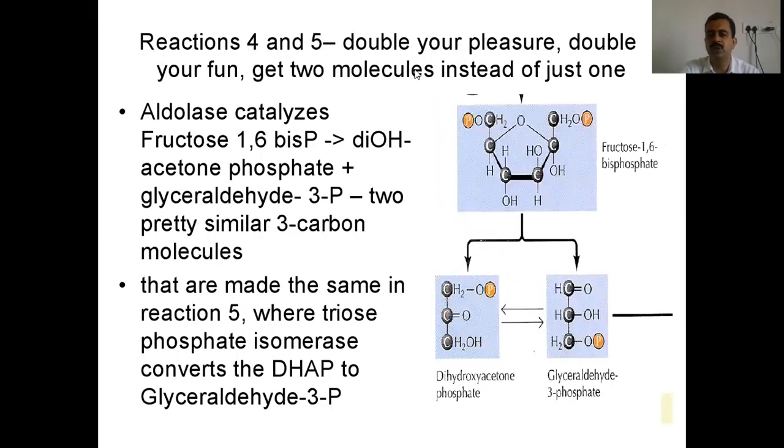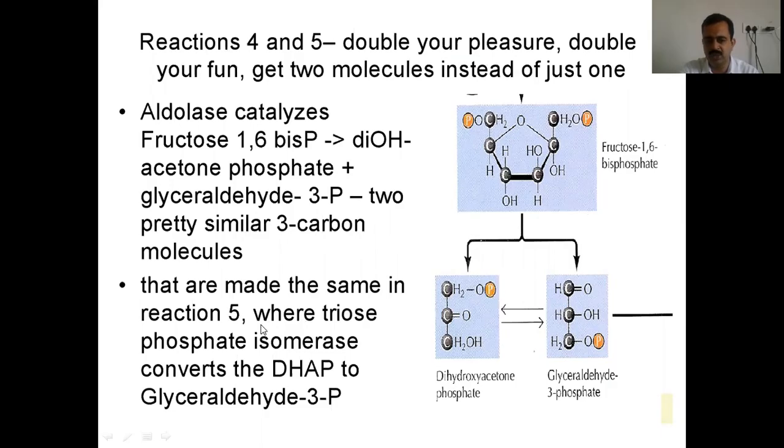Reaction 4 and 5 will double your pleasure, double your fun, and get more molecules. Aldolase catalyzes fructose 1,6 bisphosphate to dihydroxyacetone phosphate plus glyceraldehyde 3 phosphate, two pretty similar 3 carbon molecules. This enzyme aldolase converts fructose 1,6 bisphosphate into two molecules: one is dihydroxyacetone phosphate and the other is glyceraldehyde 3 phosphate. If you see the structure, one phosphate is donated here, another is donated here.